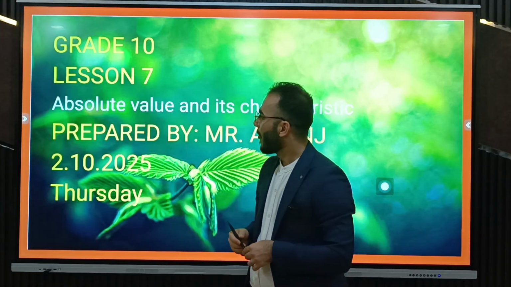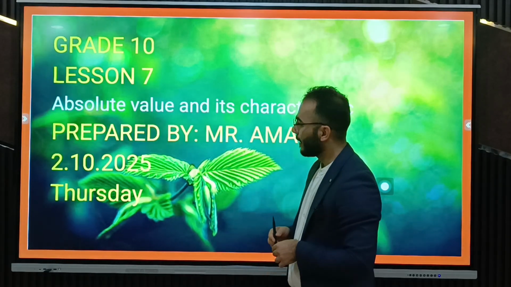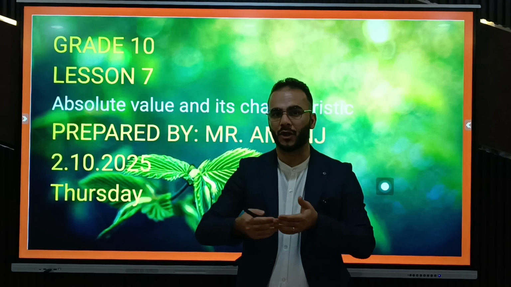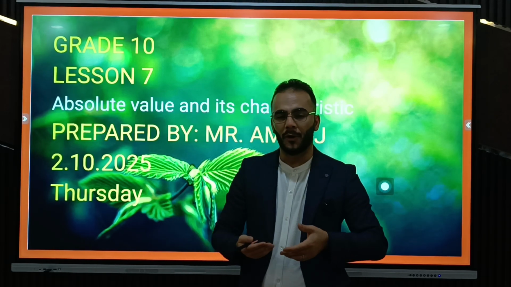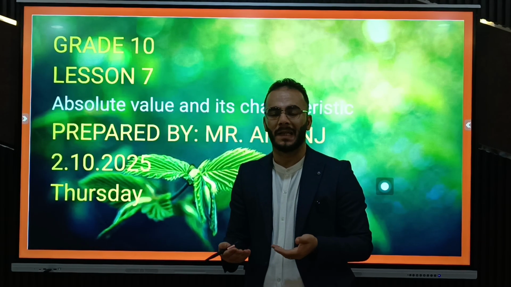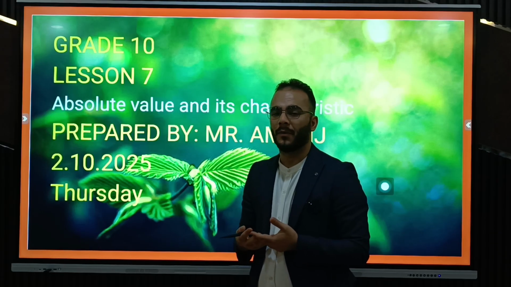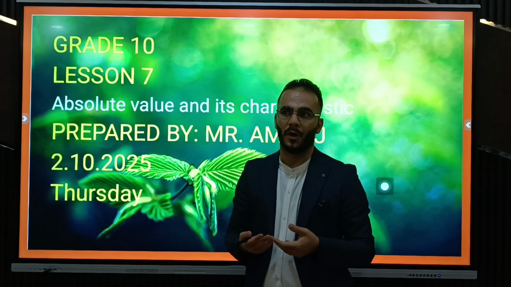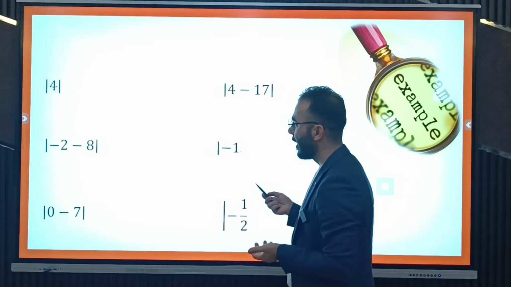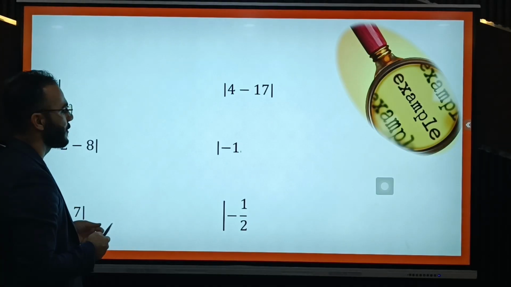Okay? So regarding absolute value, we have different ideas. When we have the absolute value of just a number, let's say numerical examples, and when we have an algebraic expression inside an absolute value, what is going to happen and how are we going to find the result? How are we going to deal with it? Perfect. So in the first slide, we are going to deal with some numerical examples regarding absolute value.